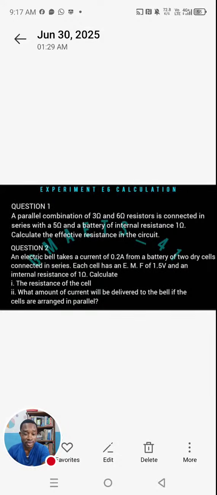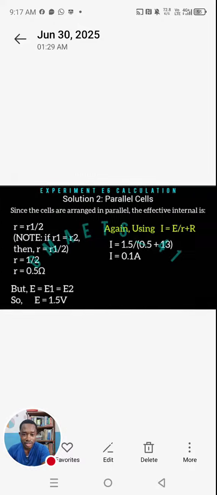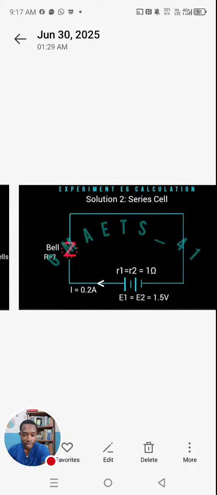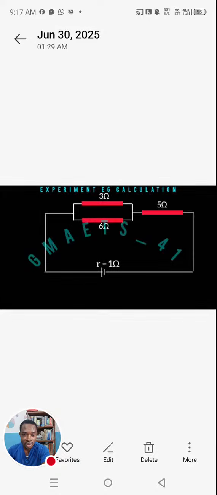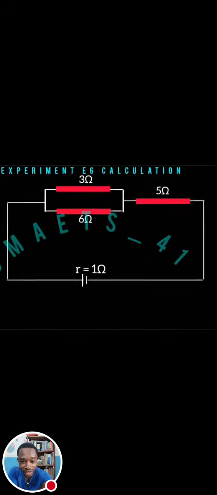Let's see what the diagram looks like. So this is the diagram. You can see that 3 ohms resistor is connected in parallel with 6 ohms resistor. Now that arrangement is connected in series with a 5 ohms resistor. You see the diagram showing there? Let me make it a bit bold.